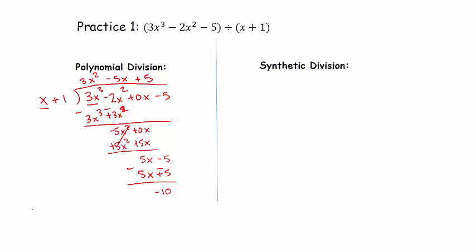So the way we're going to present our answer is we're going to write our quotient, 3x squared minus 5x plus 5, and we're going to pair it with the fractional part of the quotient. So we have to put our 10 over x plus 1, and that is negative, so we just write minus.